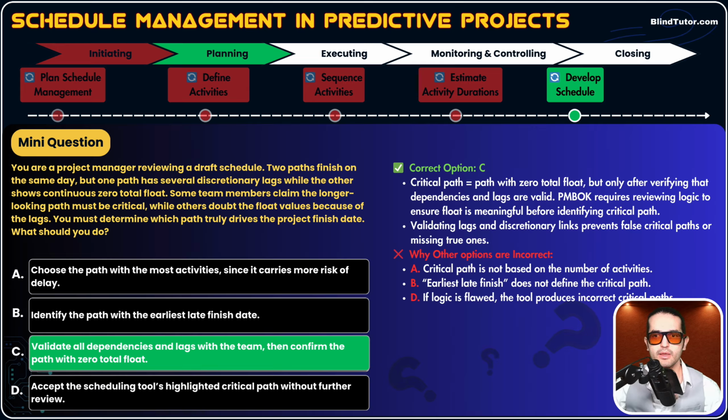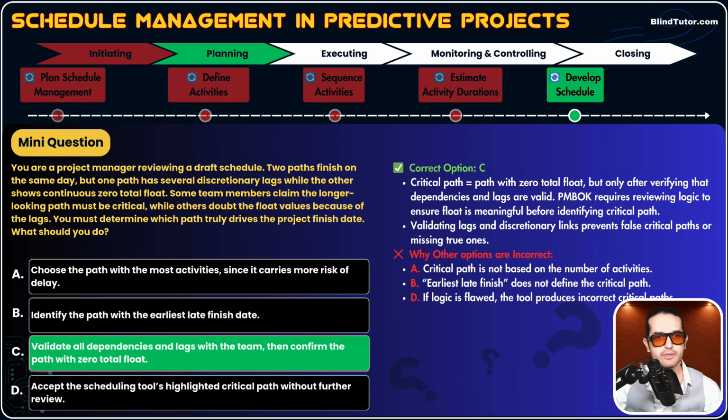Why is A incorrect? A says choose the path with the most activities. A higher number of activities does not mean that this path is the critical path. Duration is the most important factor. Longest duration, not the higher number of activities in the path. So critical path is not based on the number of activities. It is based on longest duration and zero float.